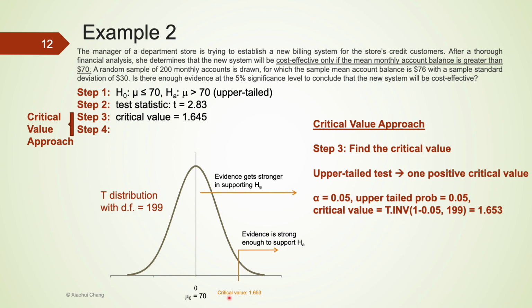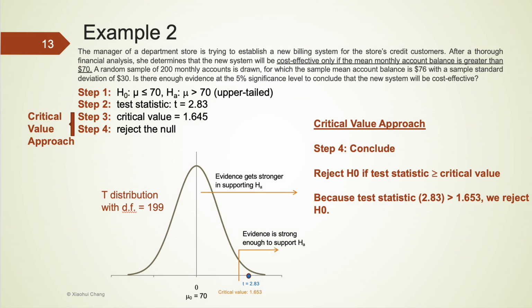I also label it here on this curve. Because the test statistic is 2.83, which is greater than the critical value of 1.653, we reject the null and conclude that the mean monthly account balance is more than $70. So the new system is cost-effective.